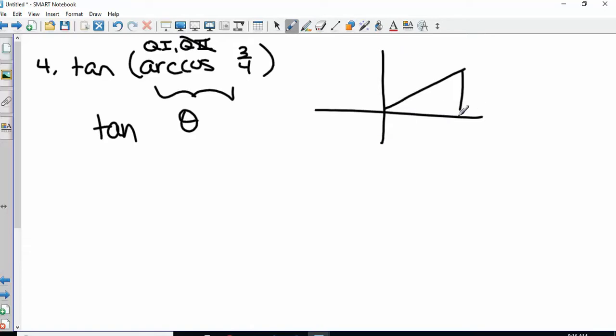So if we draw our triangle in quadrant 1, cosine is adjacent over hypotenuse. Can I just tell you the third side? Does everybody know how to do Pythagorean theorem to get your missing side? I just want to make sure we get through everything, so I'm just going to tell you. If you do your Pythagorean theorem, that turns out to be radical 7. So now you're being asked to find tangent from this angle. So tangent, opposite over adjacent, so radical 7 over 3.